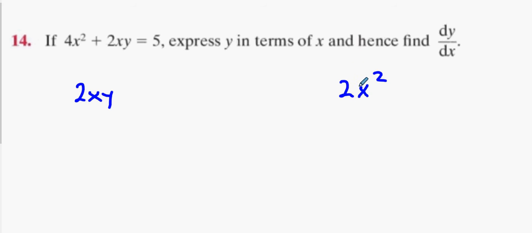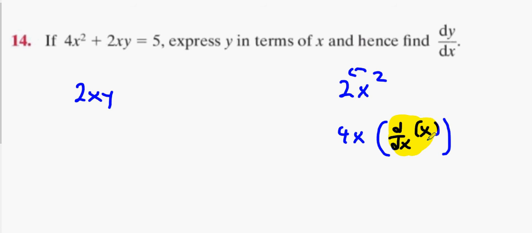Everybody knows bring the 2 to the front. Now, here's the part you're not thinking about. Sure, you bring the 2 to the front, you get 4x. But what you're missing is you differentiate x. Do you see this part I have written here? It looks very fancy. All what it means is differentiate x. And what's differentiate x? 1. And that's why we never put it in. Because anytime you differentiate x, the answer is always 1.